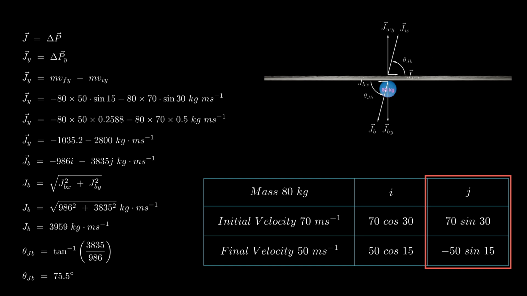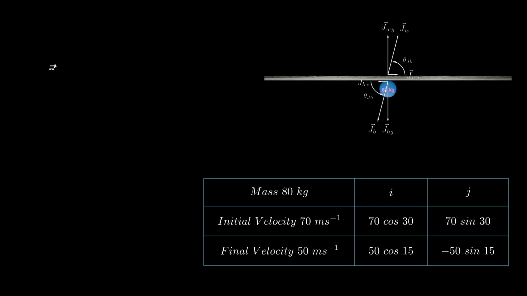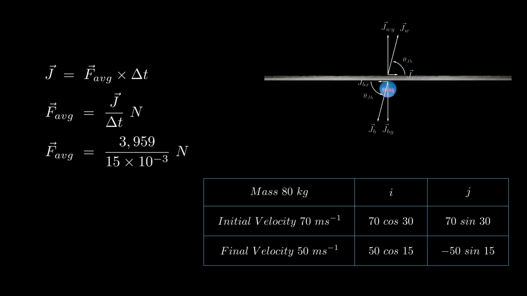Now, with this information, we can find the magnitude of the force applied on the wall. Given the duration of the impulse is 15 milliseconds, we can use the following expression to calculate the force on the wall due to the impact of the ball. The magnitude of the impulse is approximately 3,959 kilograms meter per second, and the duration of the impulse is 15 milliseconds. Using these values, we can work out the average force on the wall as 264 kilonewtons. The direction of this force is the same as the direction of the impulse.